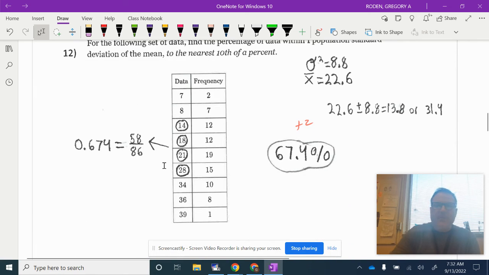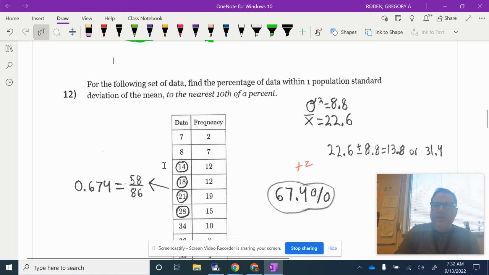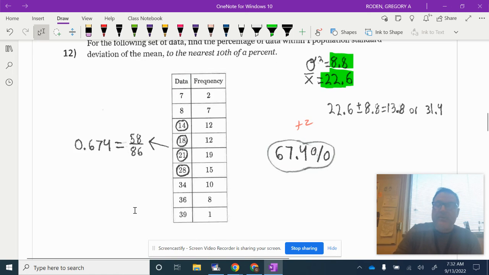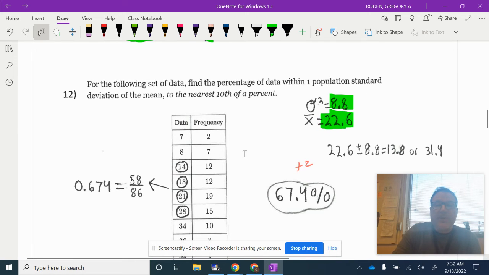This one is interesting. You have to go through and find your standard deviation. So this person found their mean, sorry, my bad, is 22.6. They also found that the standard deviation was 8.8. So how much of the population was within one standard deviation, one population standard deviation?